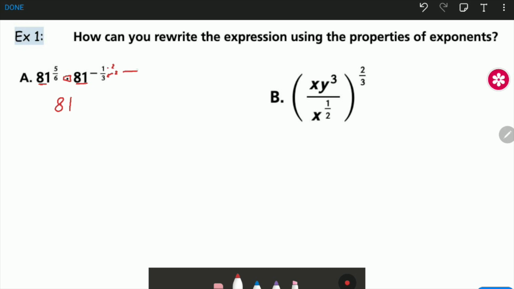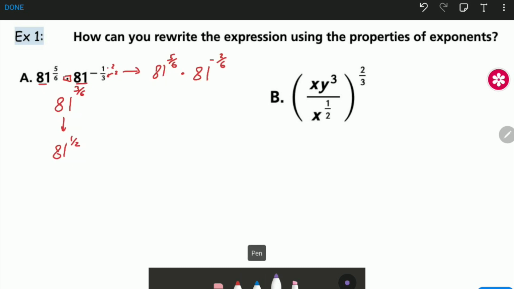Making it 81 to the 5/6 times 81 to the negative 2/6. And if we add the exponents now, we get 81 to the 3 over 6. 3 over 6 reduces to 81 to the 1/2.